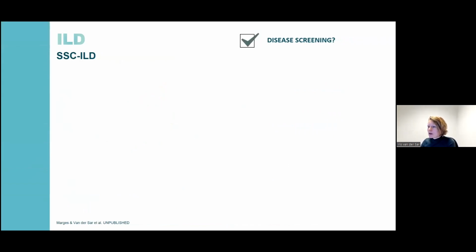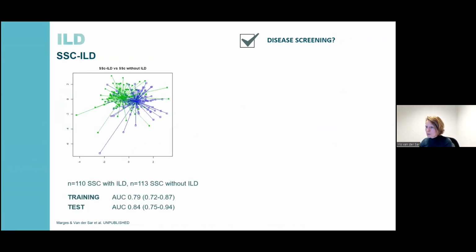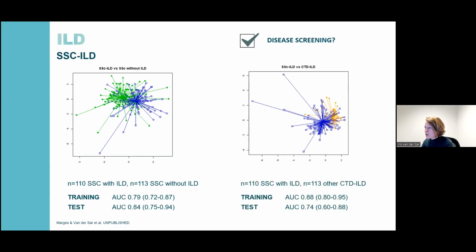Another disease which is in high need of a good screening test is systemic sclerosis. This is an autoimmune connective tissue disease, and it can present with abnormalities in the lungs, which is the main cause of mortality in this group. So we compared patients with systemic sclerosis with ILD and without ILD. And we found that they have a particular breath print, which is very interesting for future research. But also patients with systemic sclerosis-related ILD and other connective tissue disease-related ILD could also be separated.